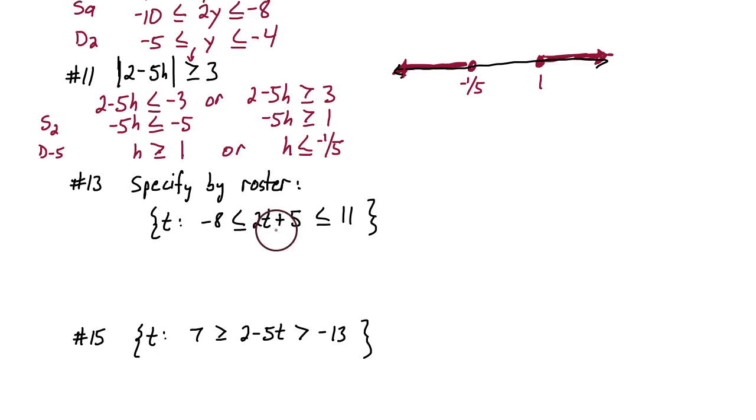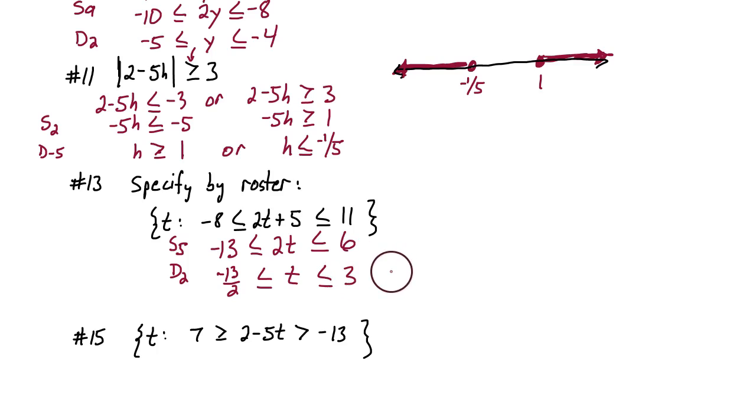Let's get the t alone in the middle by subtracting 5. Negative 8 subtract 5 is negative 13. There's a 2t alone in the middle. 11 subtract 5 is 6. Now we need to divide by 2. Negative 13 divided by 2 is the fraction negative 13 over 2. In the middle, when you divide by 2, the t is alone. Over here, 6 divided by 2 makes 3.